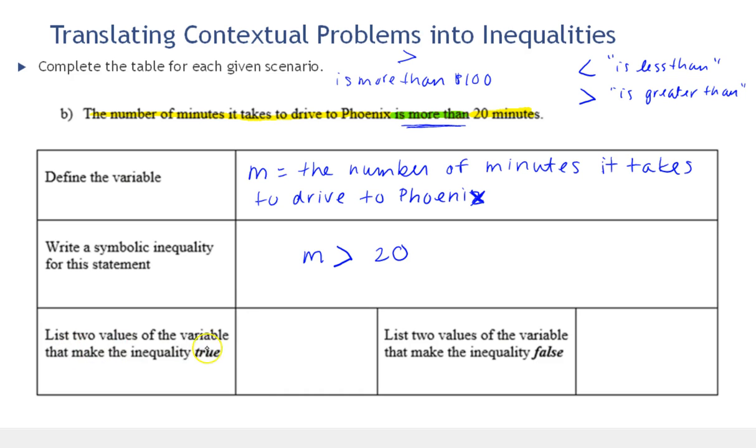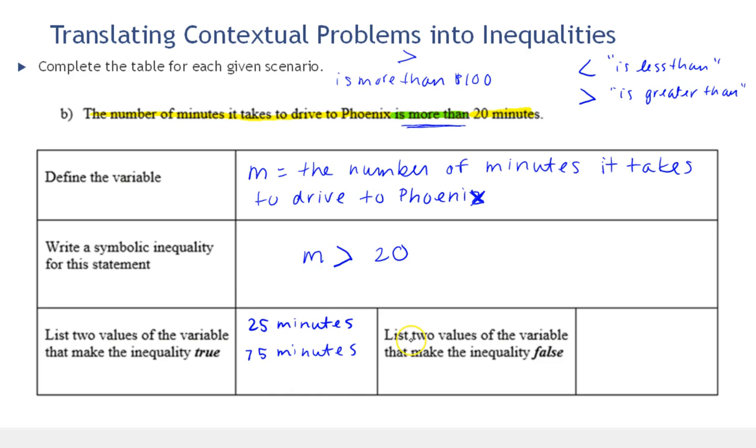Now let's list two values of the variable that make the inequality true. It could take you, let's say, 25 minutes to drive to Phoenix, and 25 is greater than 20. Or it could take you 75 minutes. There's fun Phoenix traffic. And 75 minutes is greater than 20.